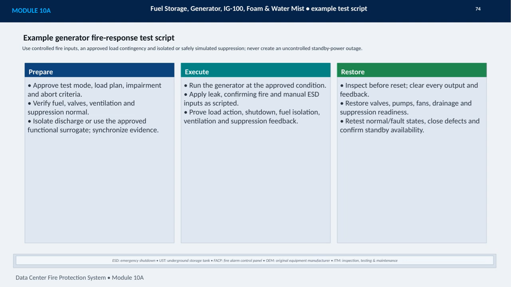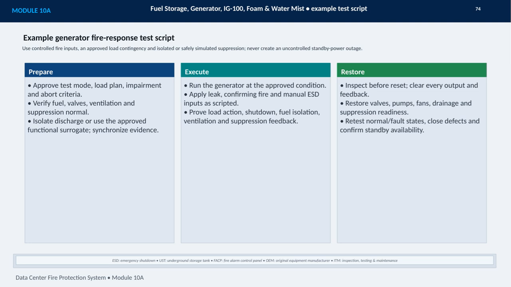I would also verify that fuel systems, valves, ventilation, and suppression are in their normal condition, while synchronizing the evidence that will be collected. During execution, the generator runs at the approved condition. The scripted inputs may include a simulated leak, a confirming fire signal, and a manual emergency shutdown, or ESD. The test then proves the expected load response, shutdown, fuel isolation, ventilation action, and suppression feedback.